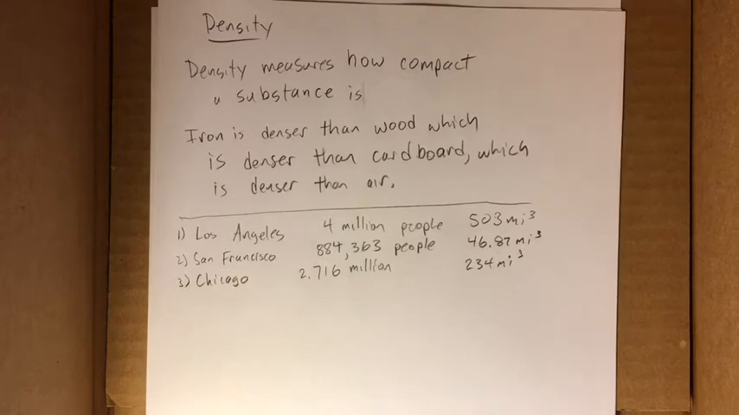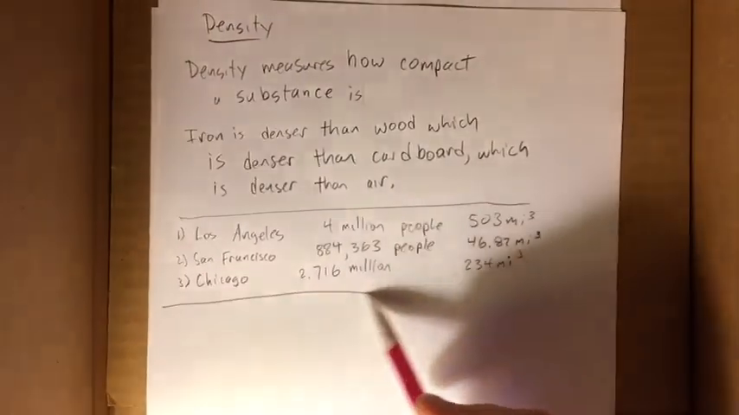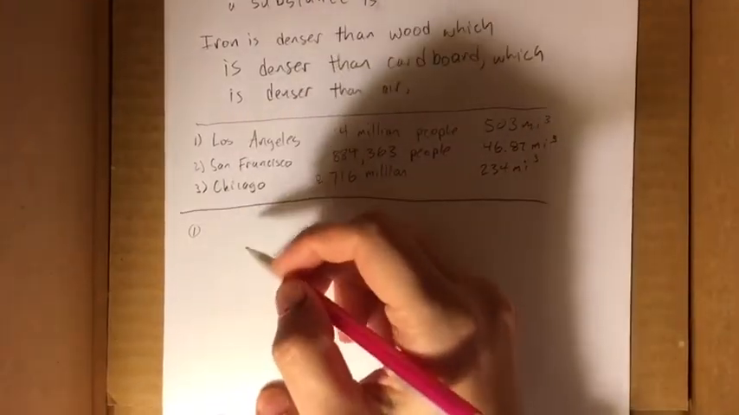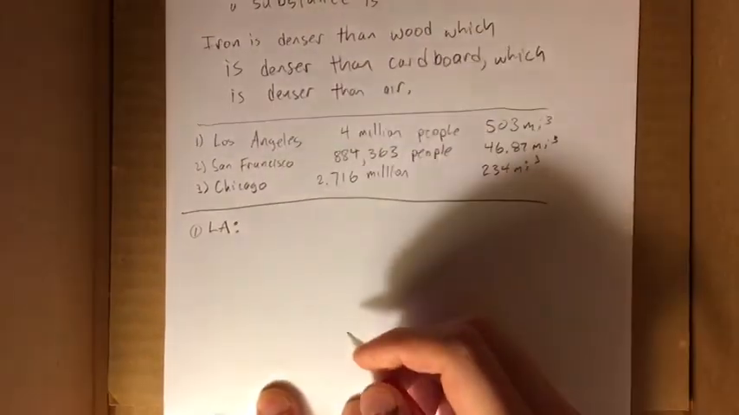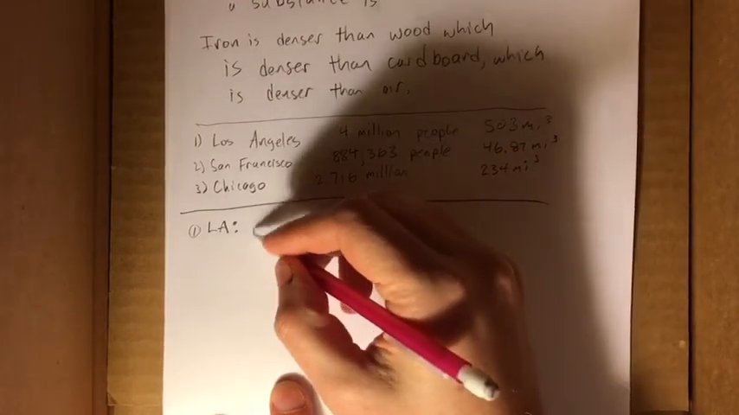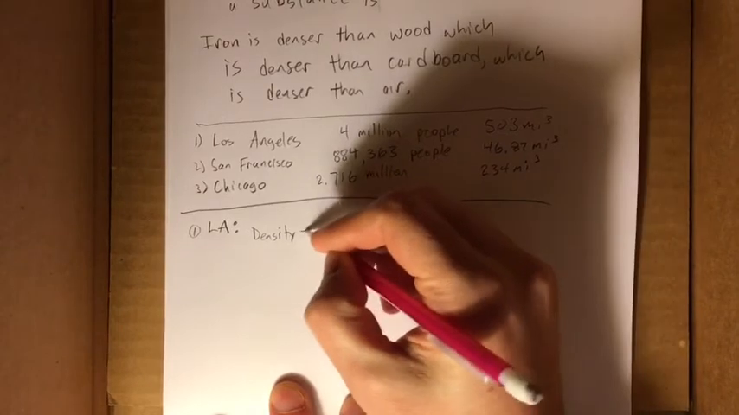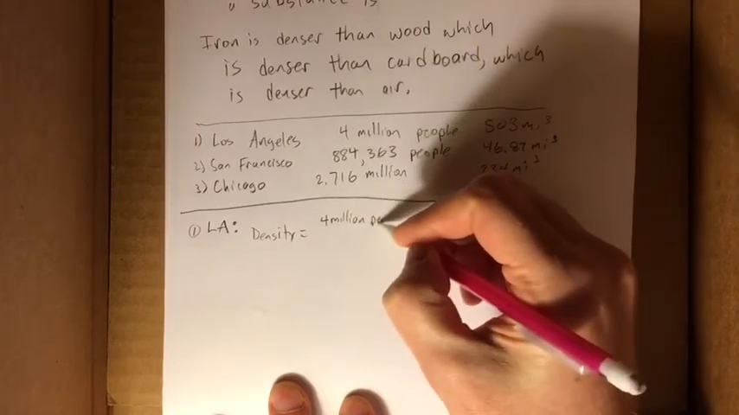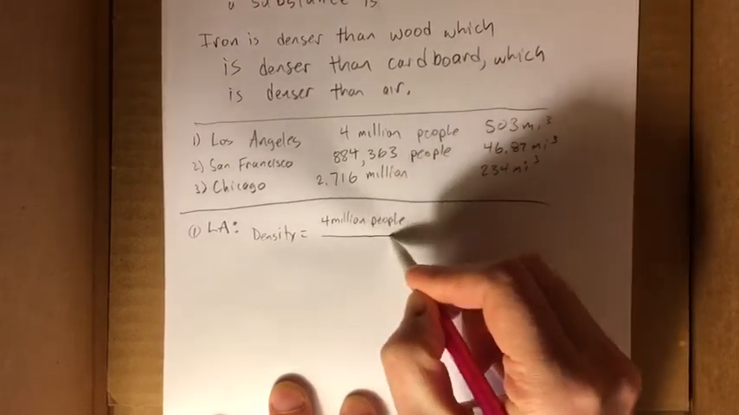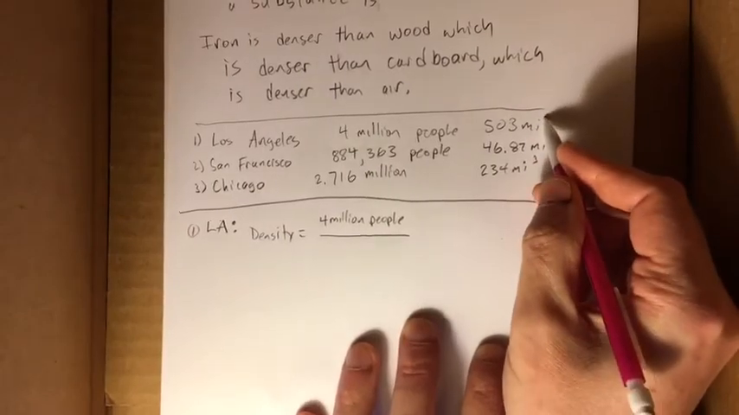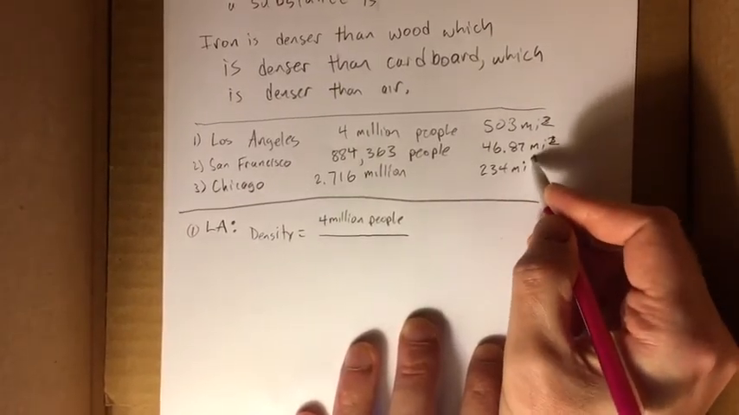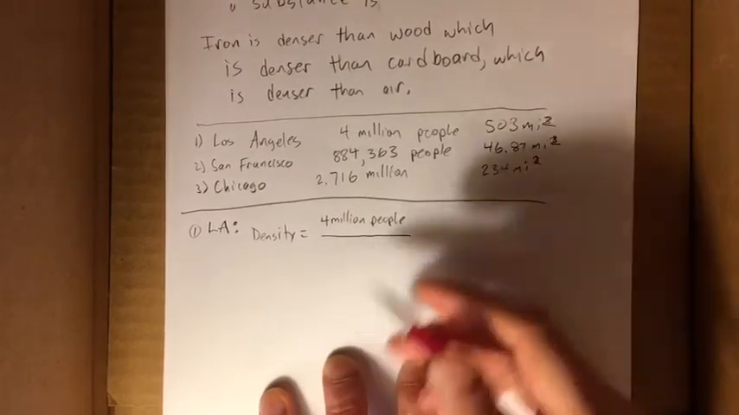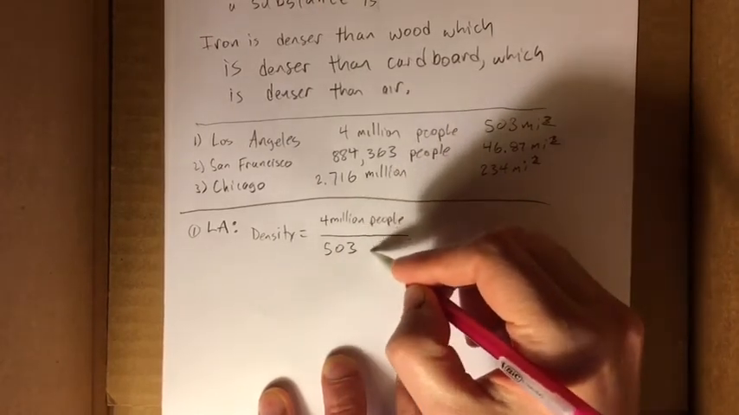Okay, so how do we do this? It's really fairly simple. So let's do it for Los Angeles first. For LA, the density will be equal to you just take 4 million people and you divide it by 503 square miles. And by the way, I've been writing down the wrong thing here. This should be squared. It's not cubic. I think I've been saying square, but it's supposed to be square miles.